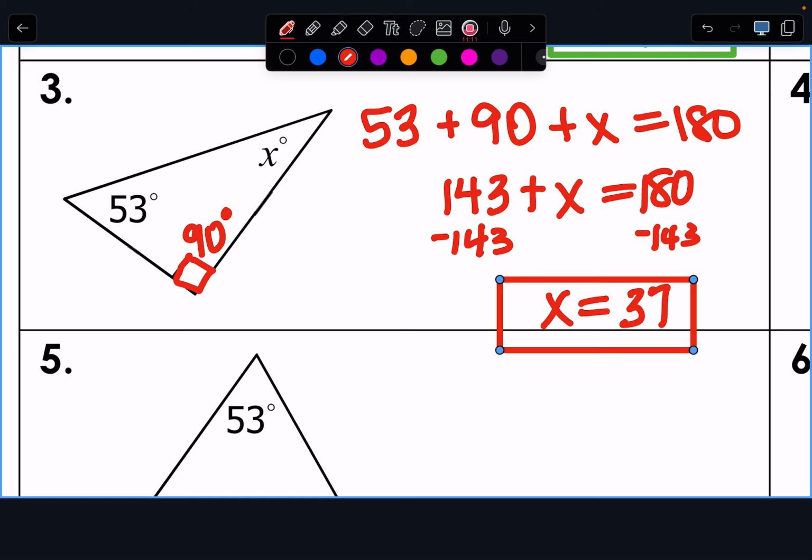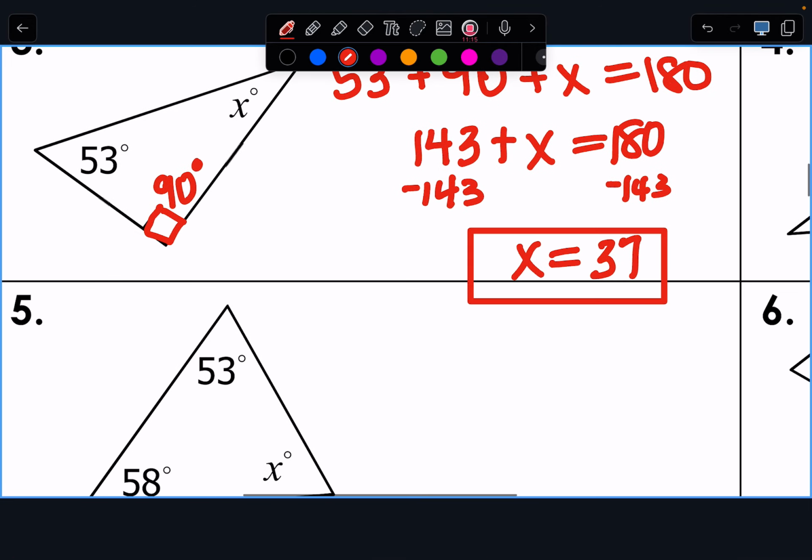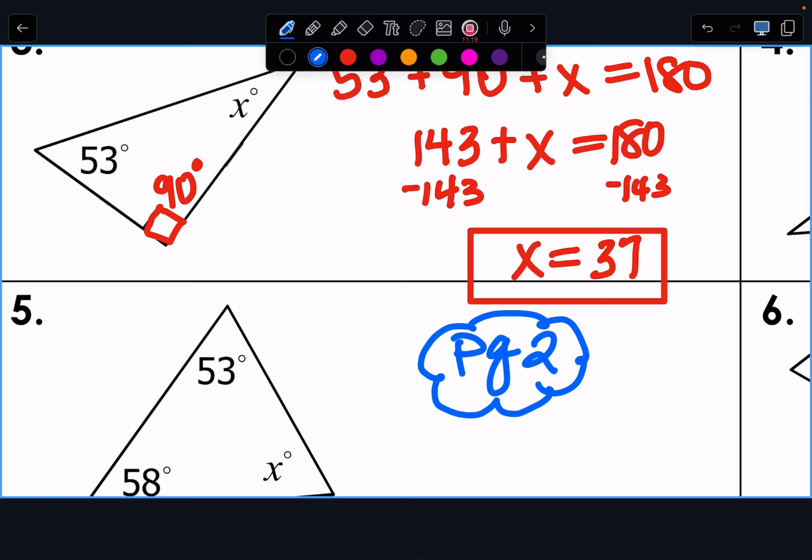Awesome. This is what I want from you. I want you to go to page 2. I don't think I need to do more problems with you. I think you're going to be just fine. Page 2, you have 10 problems. 8 of them are straightforward. 9 and 10 are going to make you think a little bit. That's okay.